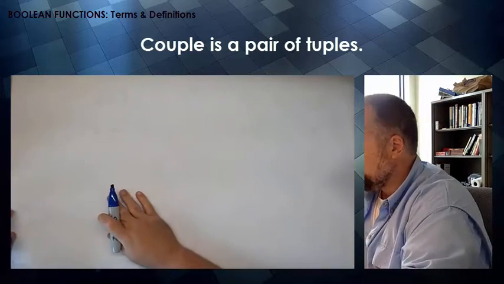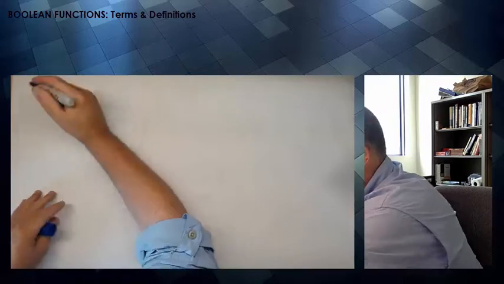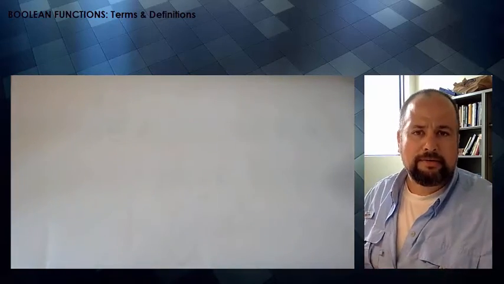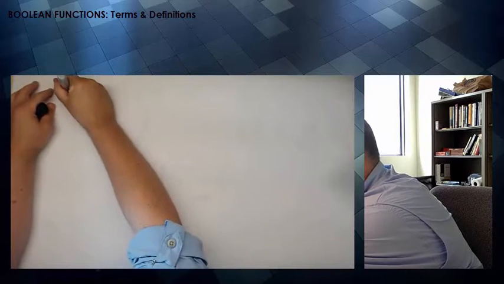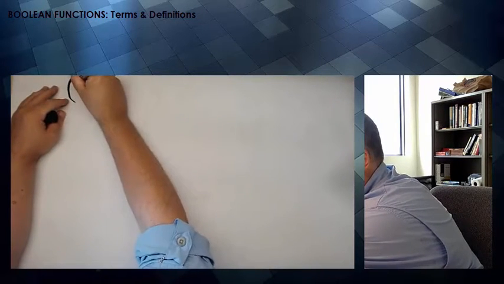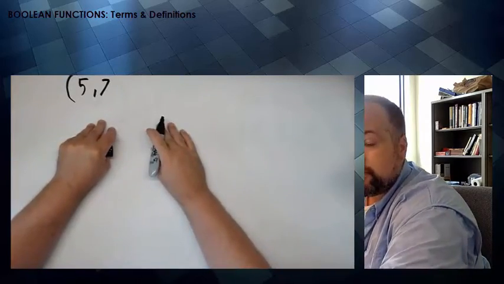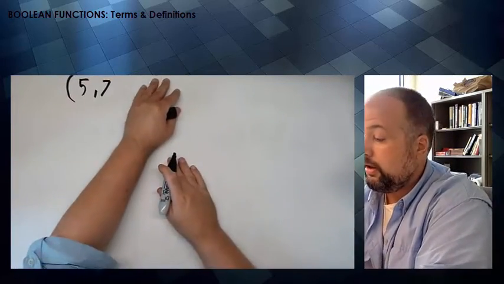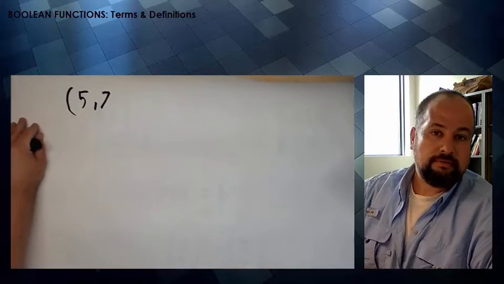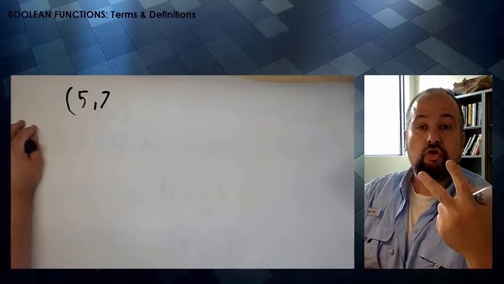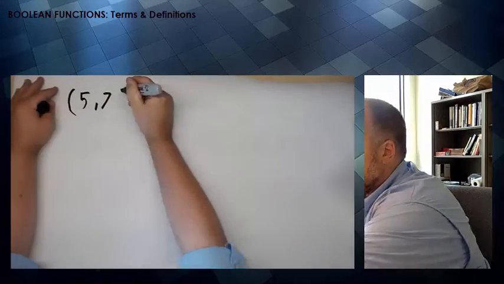So if you're thinking about, let's see, I'm going to go back to black. If we go back to, like, if you're talking about XY coordinates, you might have 5 and 7. 5 and 7 would be a two-tuple or a couple, a pair.